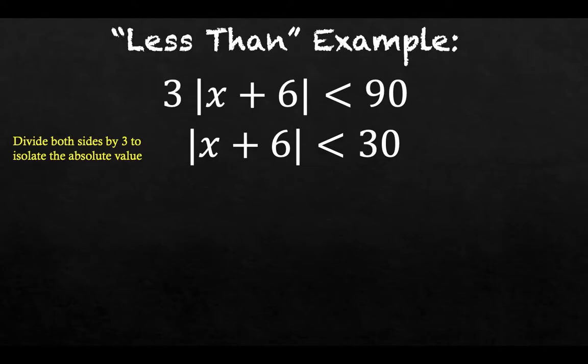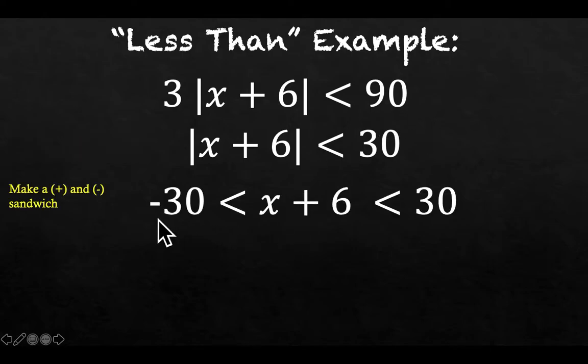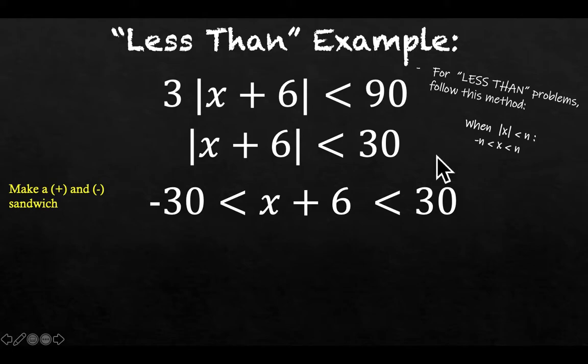Now that you're ready to check it, I hope you started by dividing both sides by 3 to isolate the absolute value. So when we divided this side by 3, the 3 here canceled with the 3 we divided by. When we divided 90 by 3, we got 30. The next step is to make a positive and negative sandwich, according to our less than rules. So we kept the x plus 6 expression in the center and just added to the front of this expression this value you see over here. Negative 30 is less than x plus 6 is less than 30.